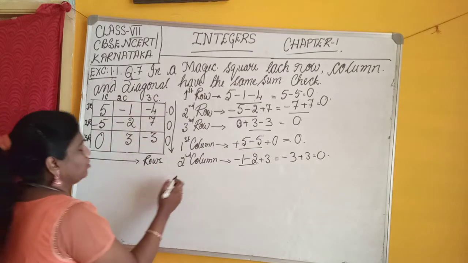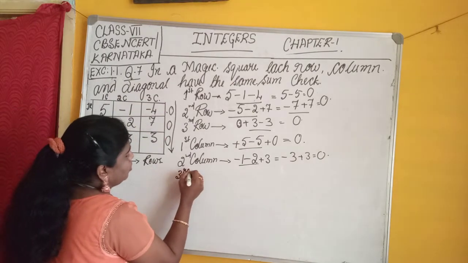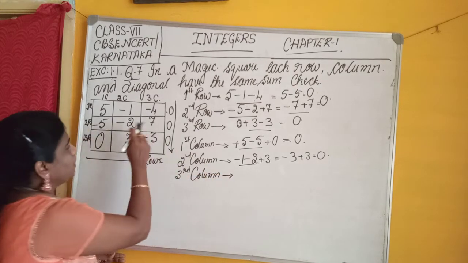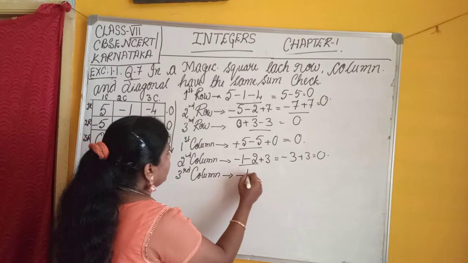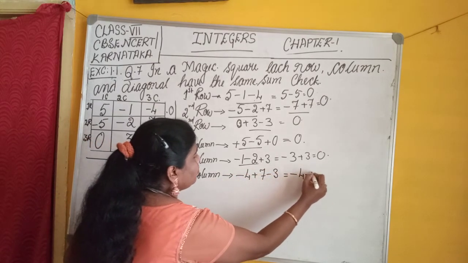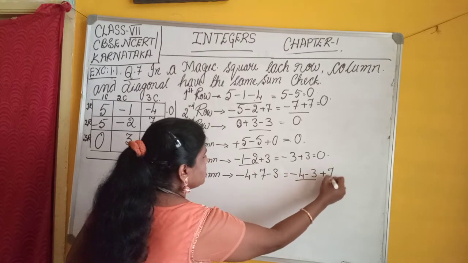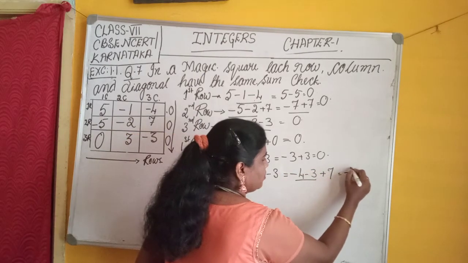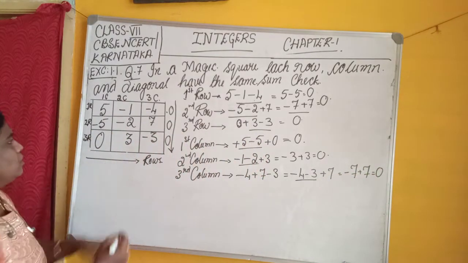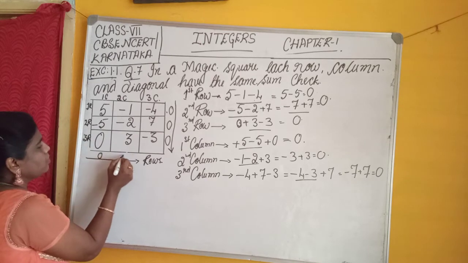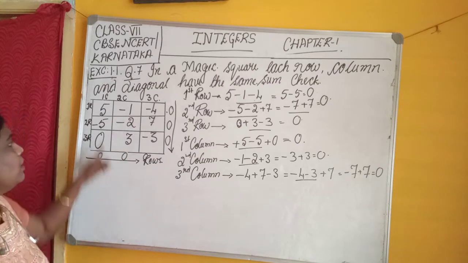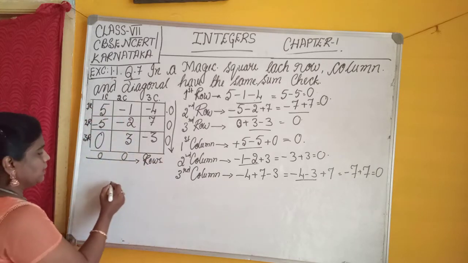And in the third column, the numbers present are minus 4, plus 7 and minus 3. Here minus 4 and minus 3 get added to minus 7, and minus 7 plus 7 is equal to 0. Okay, the sum of all the columns becomes 0. Now let us check for the first diagonal.